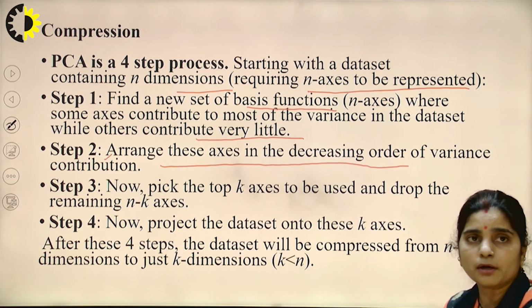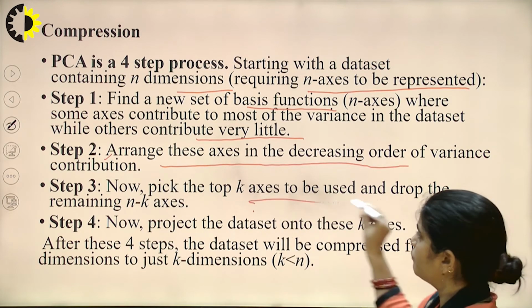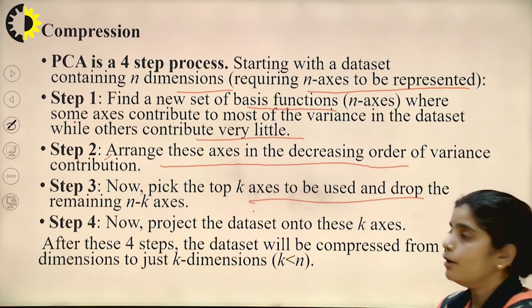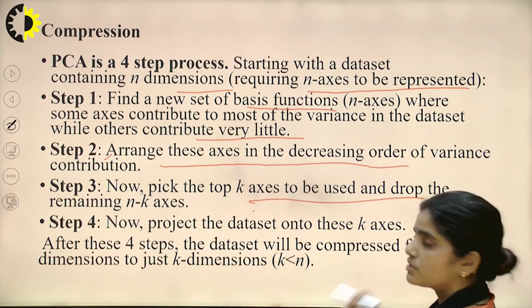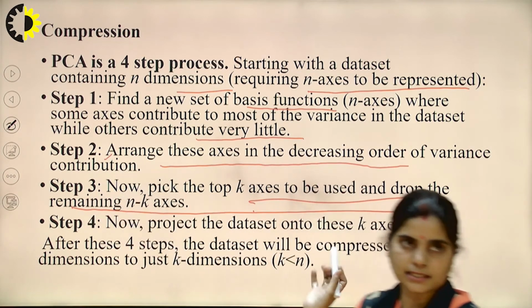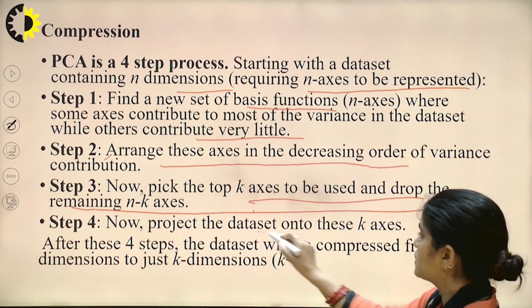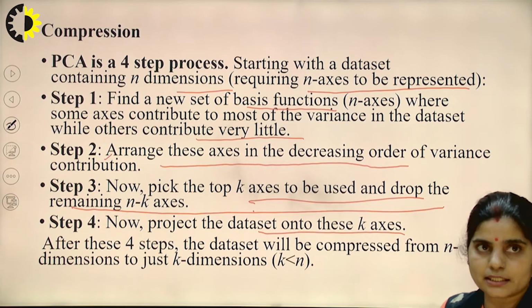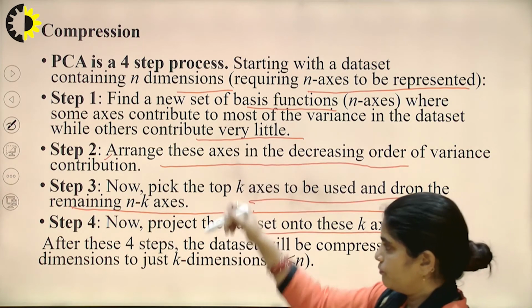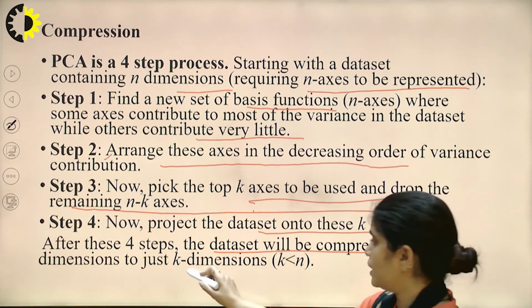Now, in step 3, we pick the top k axes to be used out of the n axes, and we drop the remaining n minus k axes. Okay. Now, in step 4, we project the data set onto these k axes which we have picked as the top ones. After these 4 steps, the data set will be compressed from n dimensions to just k dimensions.